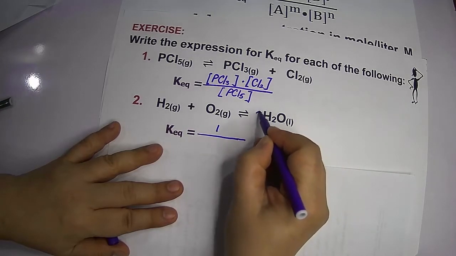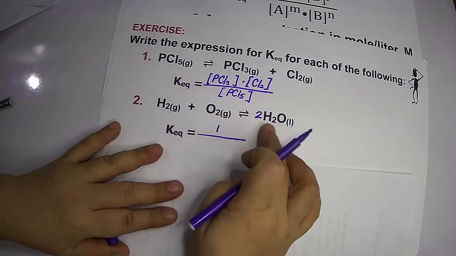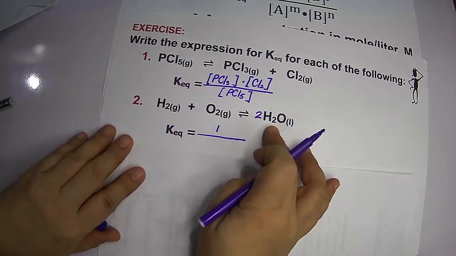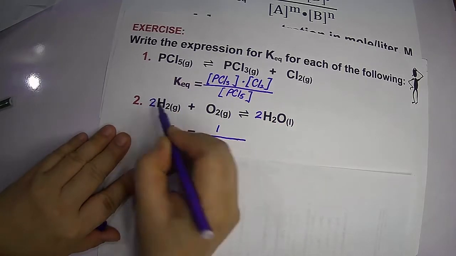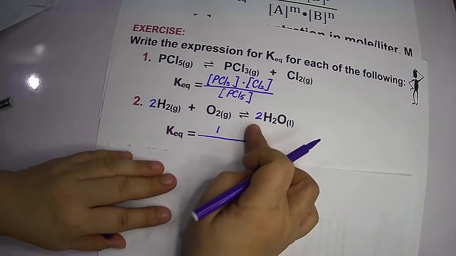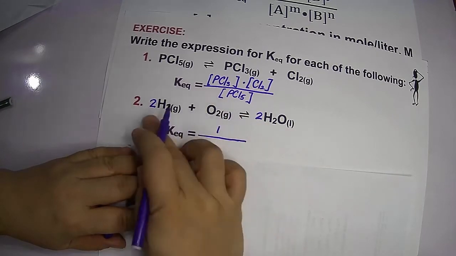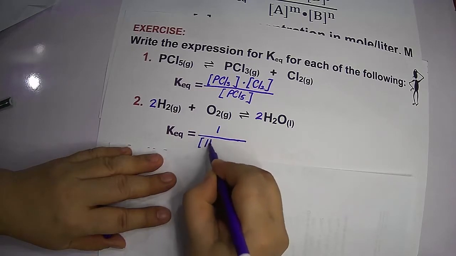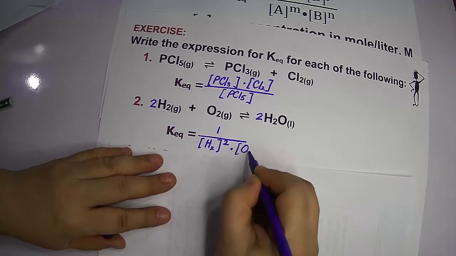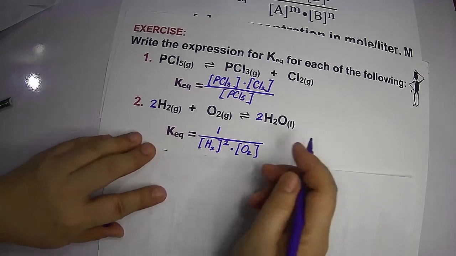If we multiply this by 2, that makes the oxygen balanced here. However, the hydrogen on the product side is increased by 2, so we have to multiply the hydrogen by 2 as well. This is not affected by the coefficient 2 because 1 raised to any number is still 1. However, here the concentration of hydrogen is squared, multiplied by the concentration of oxygen. We extend the main bar. That is the proper way of writing it.